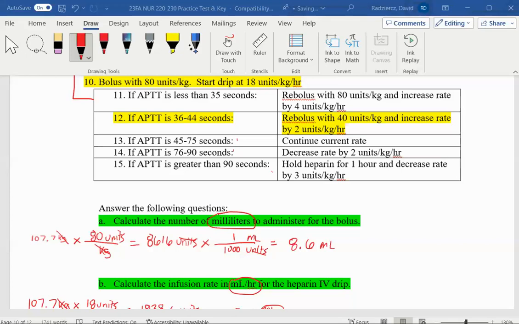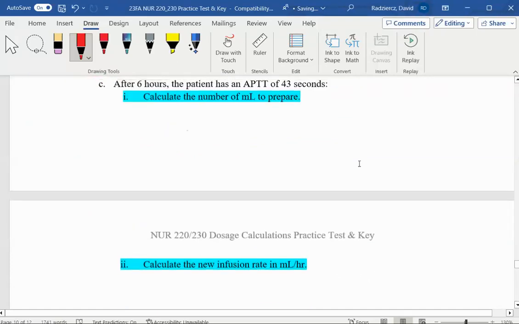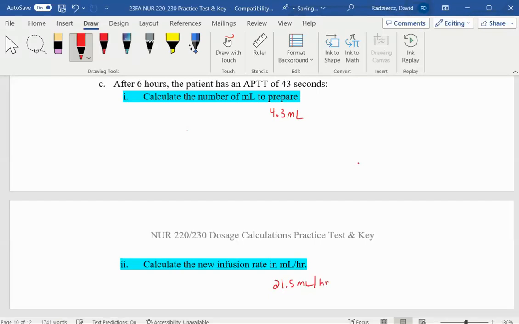All right, so it looks like everyone's getting what I got, which is 4.3 milliliters for the bolus and 21.5 milliliters per hour for the updated infusion rate. So I'm just going to write the answers to that. 4.3. Obviously, that's rounded. And then 21.5. Obviously, that's also rounded. So good job, everybody.